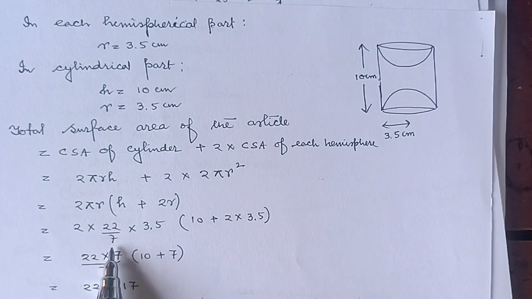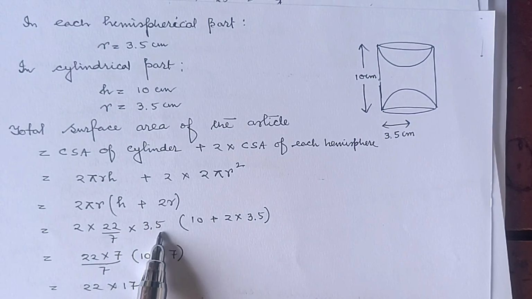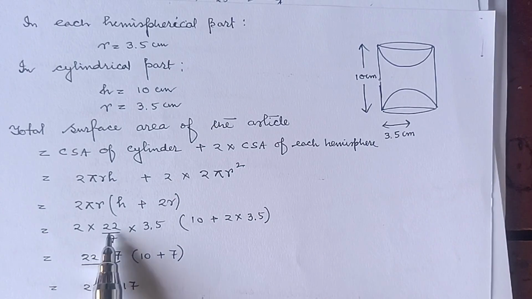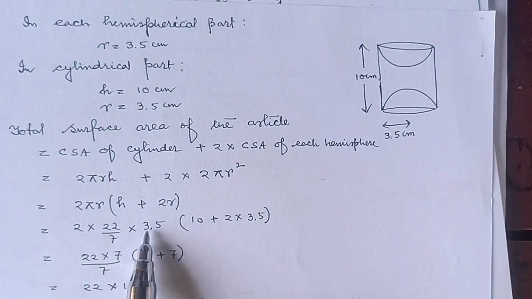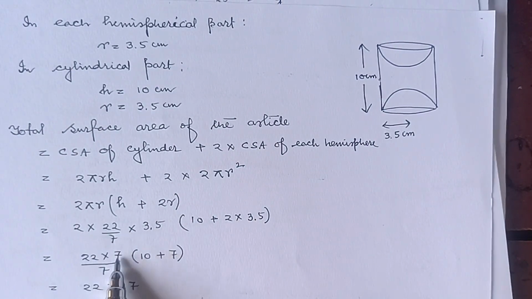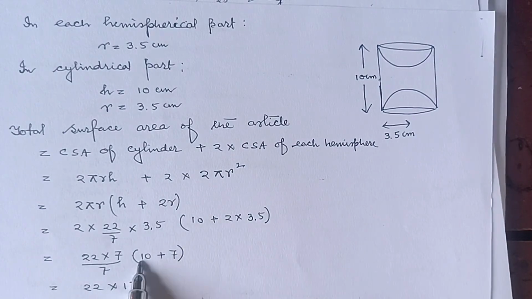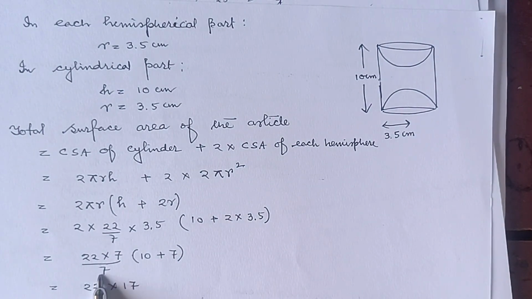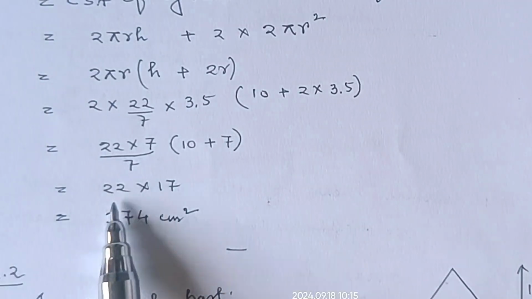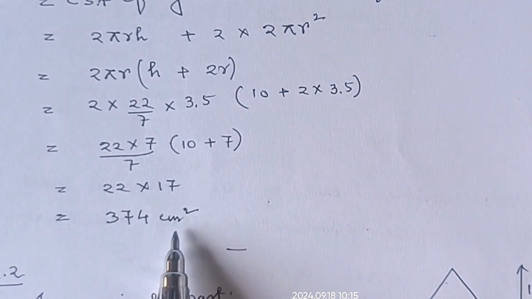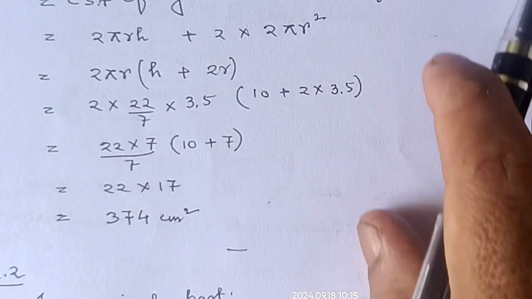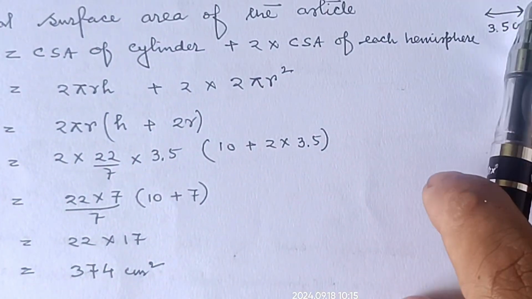So 2 into 22 by 7 into radius is 3.5, height is 10 plus 2r, 2 into 3.5. So 22 into 3.5 into 2 will give 7 by 7 into 10 plus 3.5 into 2 is 7. This 7 and 7 can be cancelled. 22 into 10 plus 7, 17. So 22 into 17 will give 374 centimeter square. Therefore 374 centimeter square is the total surface area of this solid.